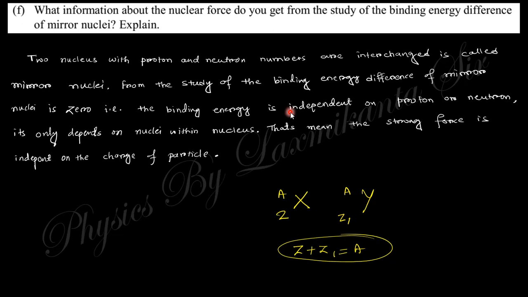That is, the strong force which is exerted within the nucleus is independent of the charge, right? So you can easily say from this experiment that the binding energy of the mirror nuclei is the same. That means the binding energy of a nucleus is independent of the charge, whether proton or neutron. It is actually taken as the number of nucleons that is accounted for in finding the binding energy. So the strong force is independent of the charge. This is the conclusion.